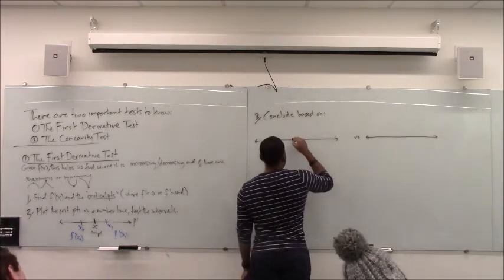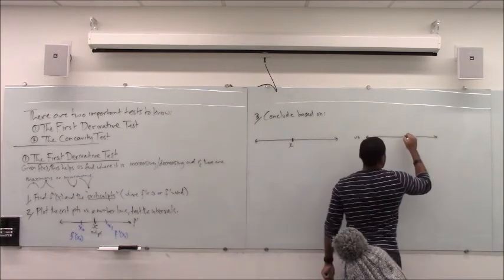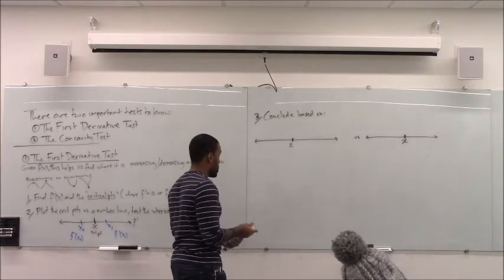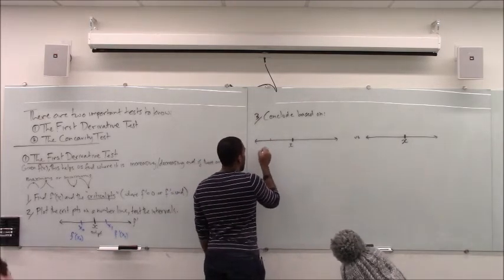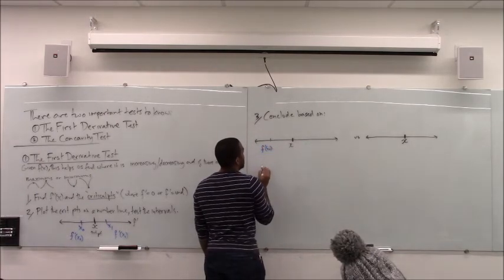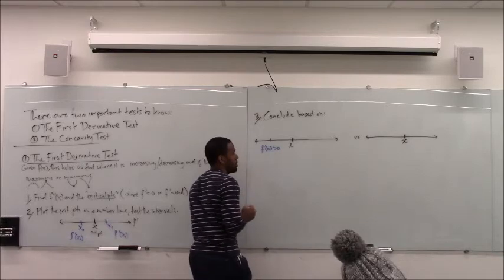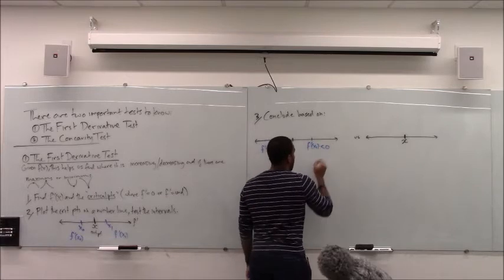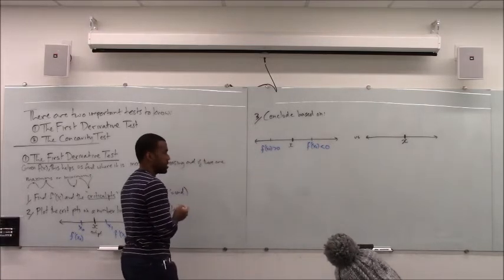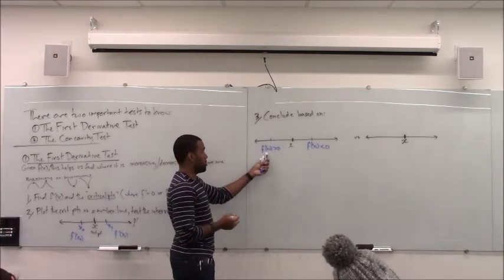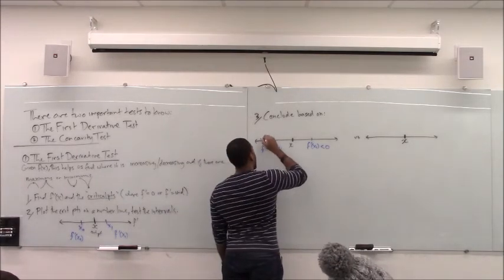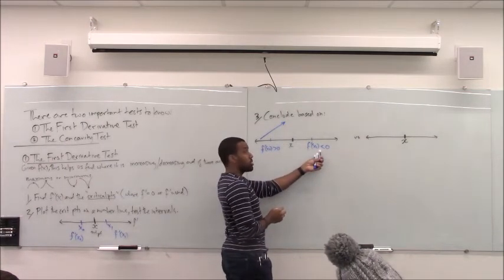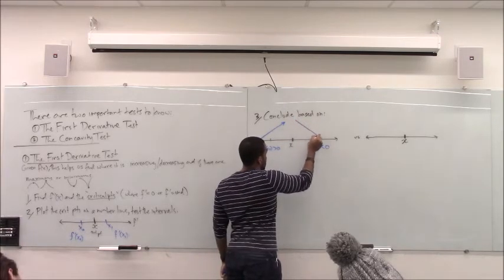So here's our x, the critical point. Here's something that can occur. Let's say you pick a value over here and your first derivative at that value is positive. And you pick a value over here, your first derivative at that value is negative. Now notice what that would actually mean. When your first derivative is positive, that means you're increasing. It means your function is going up as you go from left to right. If your first derivative is negative, that means decreasing. This means your function is going down as you go from left to right.